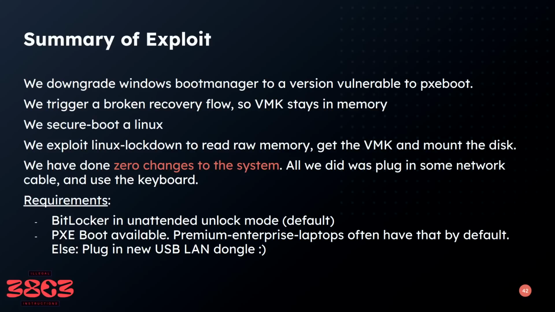Yeah, so this is another short summary of what you just saw. We downgrade the boot manager. We trigger the broken recovery flow. We secure boot into Linux. We exploit the Linux lockdown mode to get the raw memory. And we have made zero changes to the system. This is all just network only. We chose a single option in the Windows boot flow. We had to plug in network, and we had to use the keyboard. That's the only access required for this.